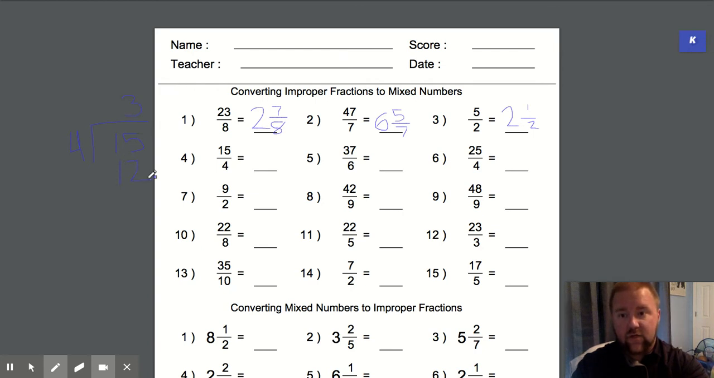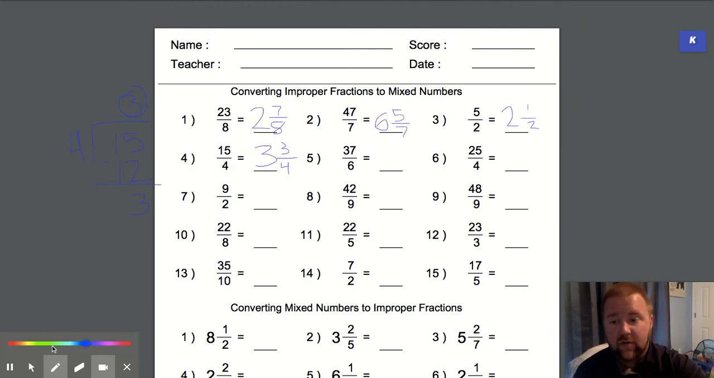4 times 3 is 12. I subtract and I get a 3. That remainder is going to be how many I have left, what part of the whole I have left. So I have this 3 up top, which is my whole number, because I have 3 full fourths. 3 is my remainder, which becomes my numerator, and my denominator always stays the same. Okay, now that one's a little bit tricky and a little bit confusing sometimes, because we have a 3 here and a 3 here. Let's try another one.